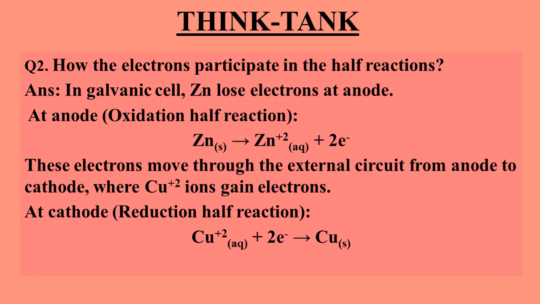These electrons, which are lost by the zinc, move through the external circuit from anode to cathode. At the cathode, the copper ions are present. These copper ions gain the electrons and reduce to copper metal, as gain of electrons is reduction. So the reduction half reaction occurs at the cathode.